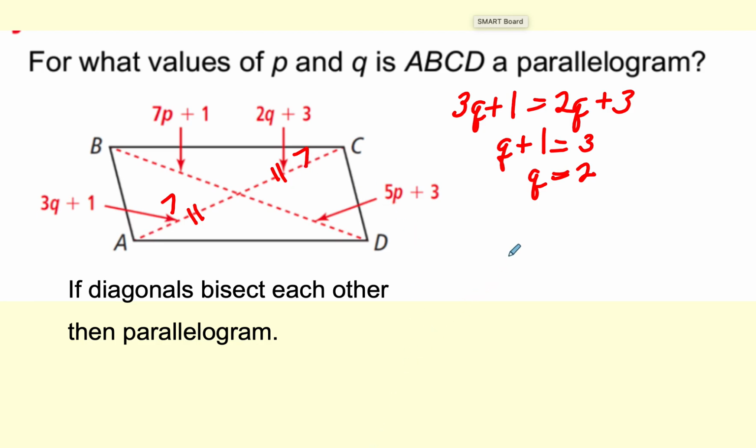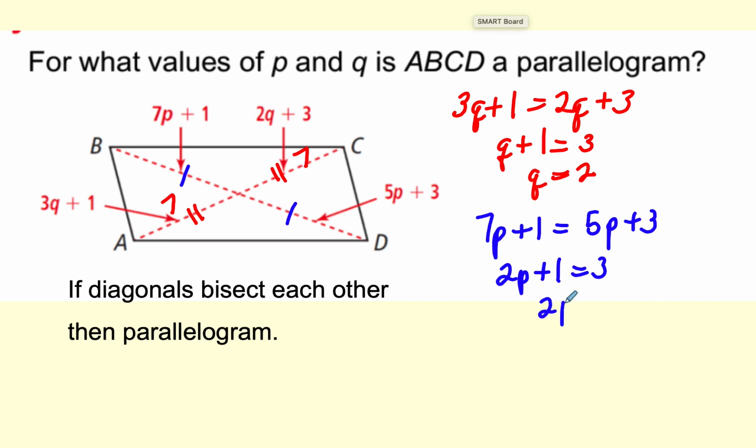Let's change color. Now I'm going to work with these sides. I want to force this and this to bisect each other, so we set them equal to each other because we want that to be a midpoint. Subtract 5P on both sides. Subtract 1 on both sides. And then P will be equal to 1. If P is equal to 1, then this length will be 8, and this side will be 8. Now, if the diagonals bisect each other, which we finally have done, then we can say it's a parallelogram.